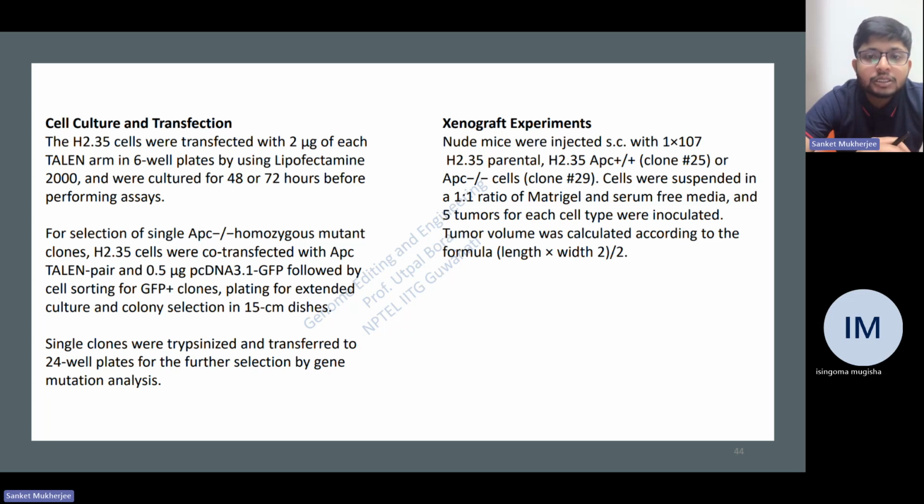So now nude mice were injected with these clones, suspended in a 1:1 ratio of serum free media, and then 5 tumors for each cell type were inoculated. Tumor volume was calculated according to the formula. And that's what the experiment is all about.